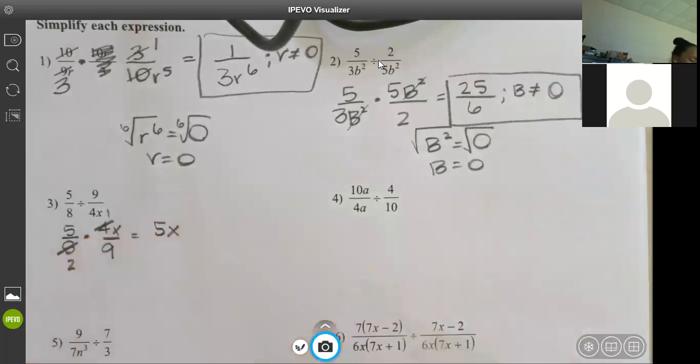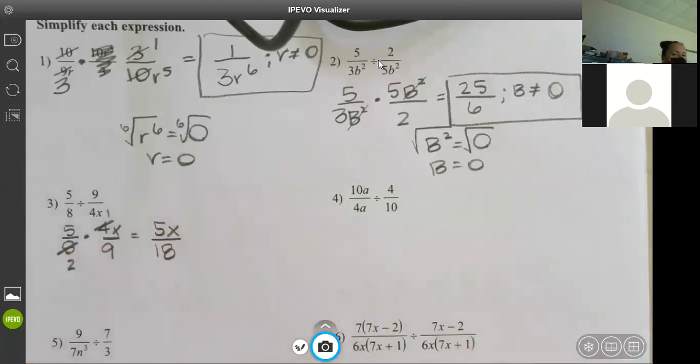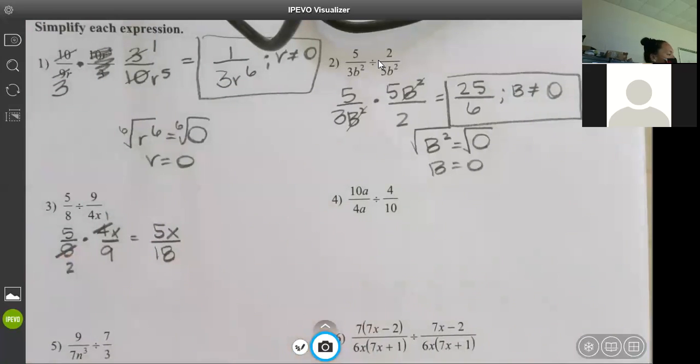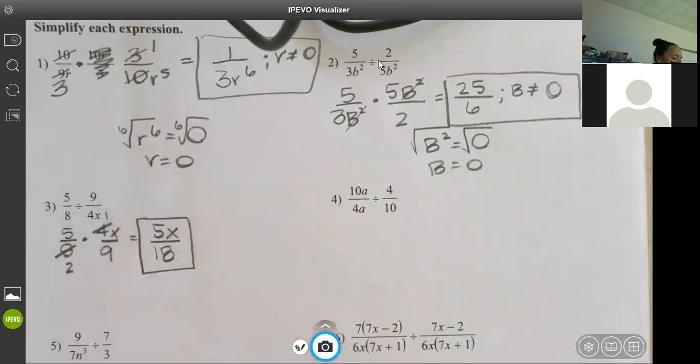I have a 5 and an x on top. On the bottom, I have 2 times 9, which is 18. I did not mark out any variables. There are no variables in the bottom, so there are no points of discontinuity on this one. And that's it. Any questions? Okay, just make sure you flip and multiply.